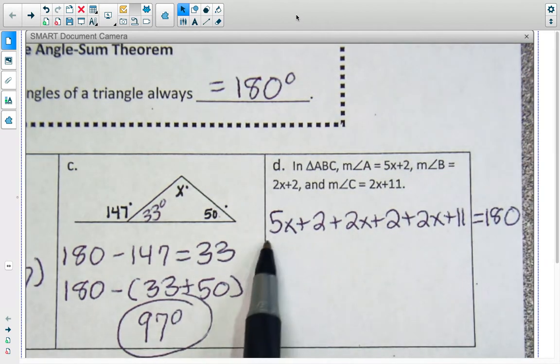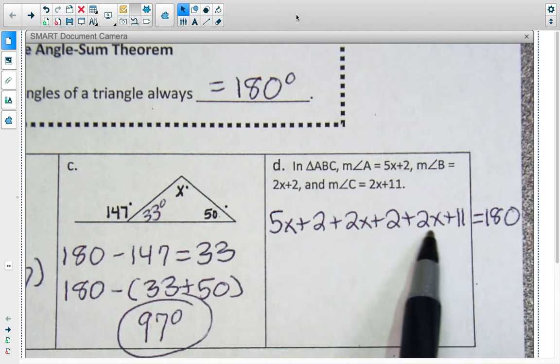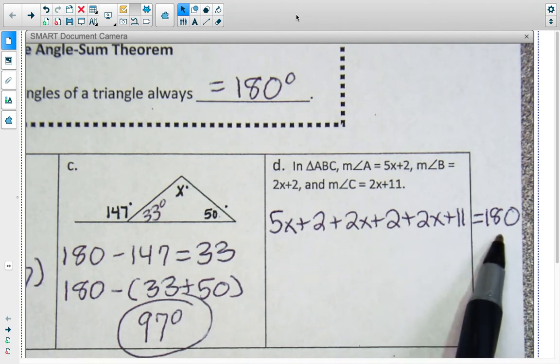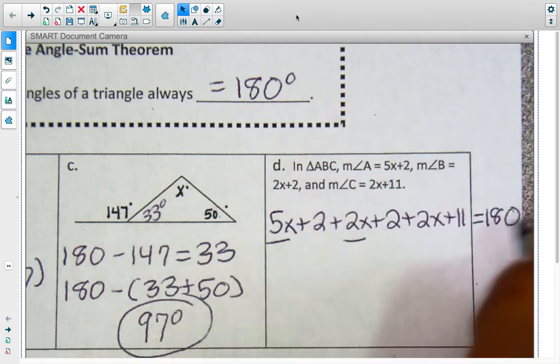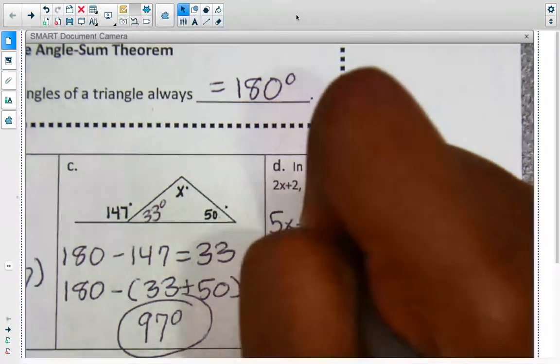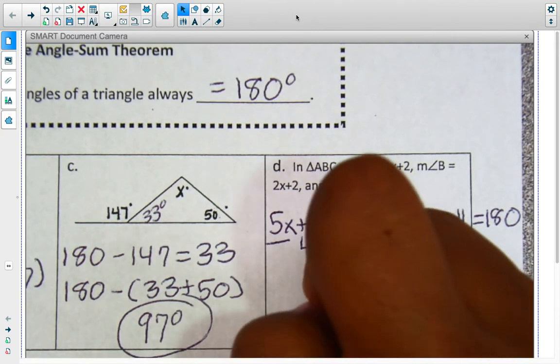So this is A, this is B, and this is C. So if I add all three of these angles up, it's going to give me 180 degrees. So we've got to add up like terms. 5x, 2x, 2x. So 5, 6, 7, 8, 9. I got 9x. We're going to add up our numbers. 2 plus 2 plus 11. That's going to give me 15.